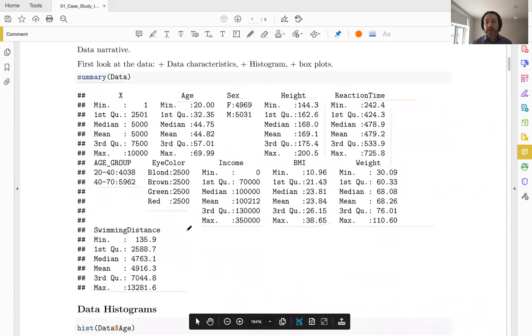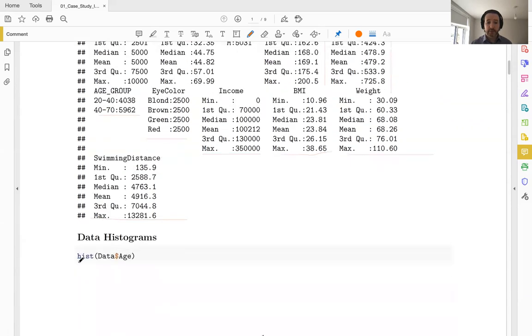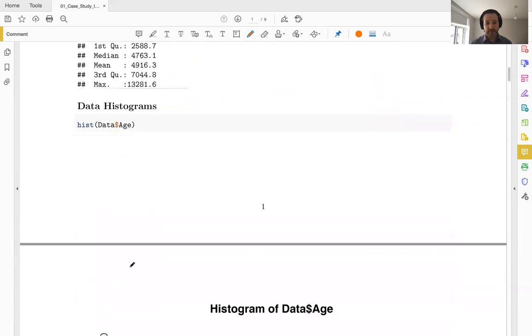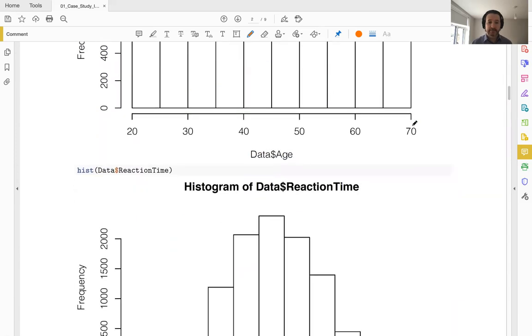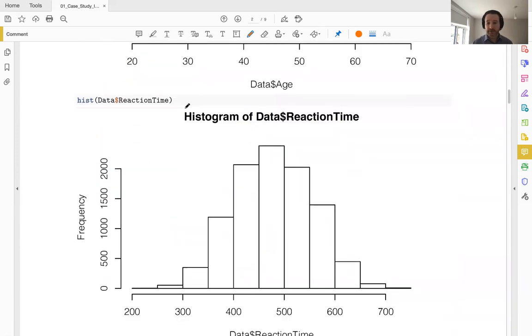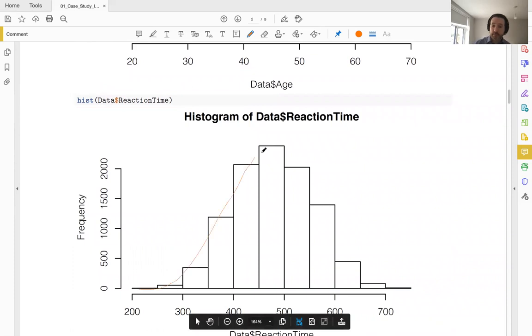So maybe I have a hypothesis beforehand about what I want to look at, but it's good to look at the variables by themselves. So I do a histogram, hist of the age. Here we see a flat age distribution, which is fine. The age goes from 20 to 70, nothing too interesting in that. Then I have a look at reaction time. Now, reaction time generally is skewed, but here we see that it has a nice bell shape. It looks symmetric. I'm happy with that.